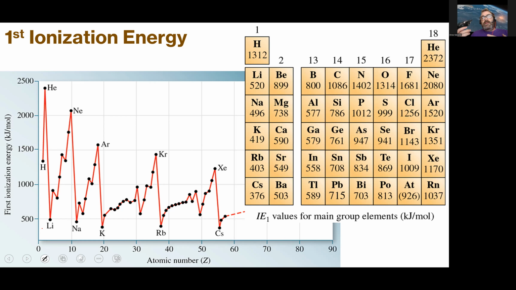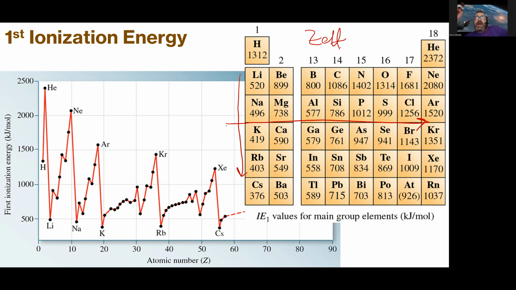We said with atomic radius, as you go down a group, the radius gets bigger, and as you go across a period, the radius gets smaller, okay? The opposite is true for ionization energy. As you go down the group, the ionization energy decreases, and as you go across the period, the ionization energy increases, okay? And this is all due to effective nuclear charge, right?